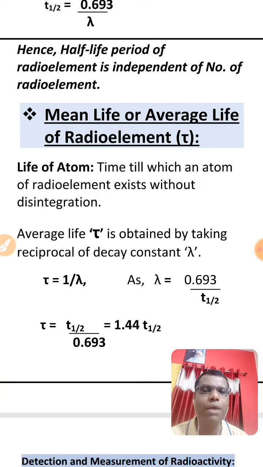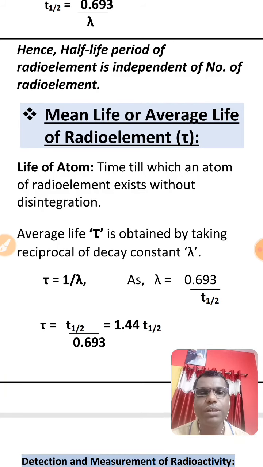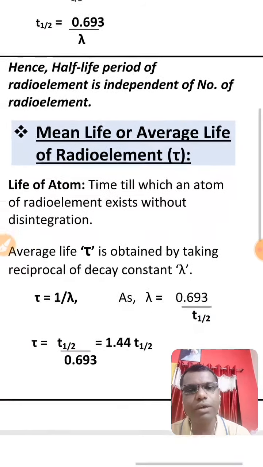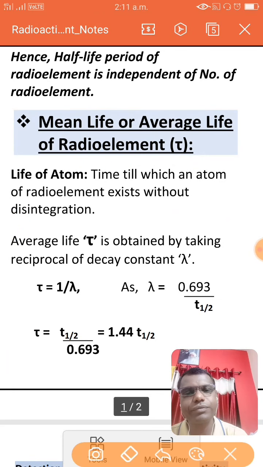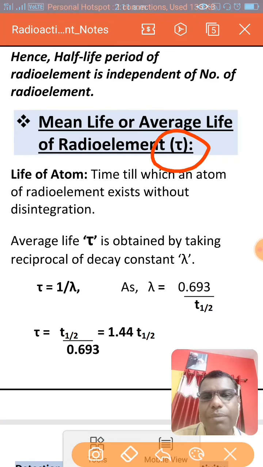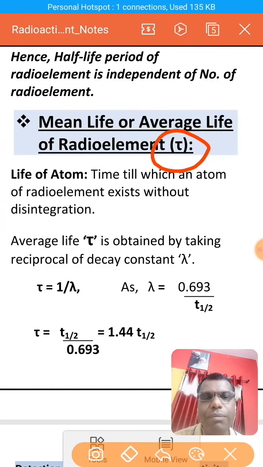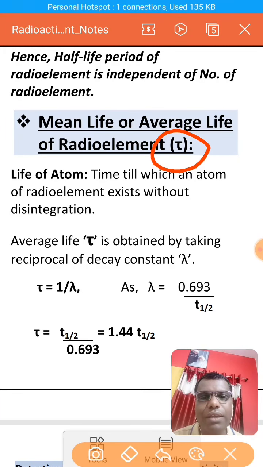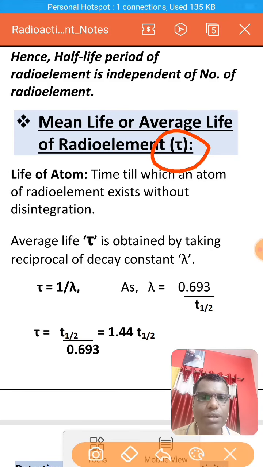If you take the average of such a large number of lives of various atoms of the radio element, that will be called the mean life or the average life. Here the mean life or average life of a radio element is indicated by tau. This average life or mean life is simply obtained by taking the reciprocal of the decay constant lambda.